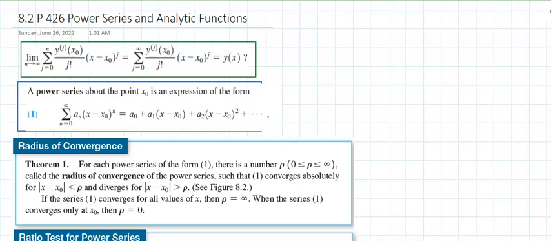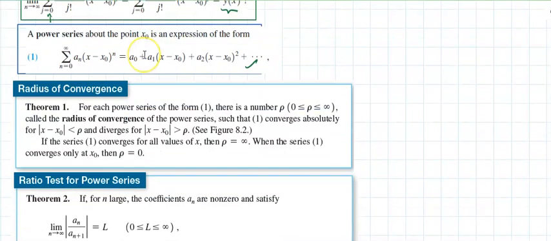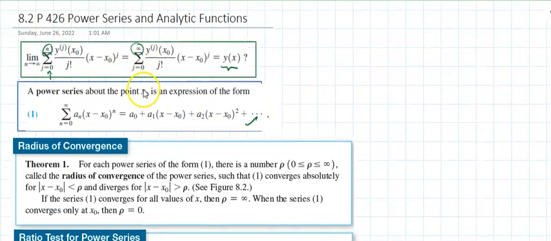8.2 is on page 426, talks about power series and analytic functions. Analytic function we're not going to use much until 8.3 really, but if we take the limit as n approaches infinity of the following summation, basically you're going to take the series to infinity. And we're going to see if that could be defined as y of x. A power series about x sub 0 looks like this. It looks like a polynomial sort of streak when you expand it.